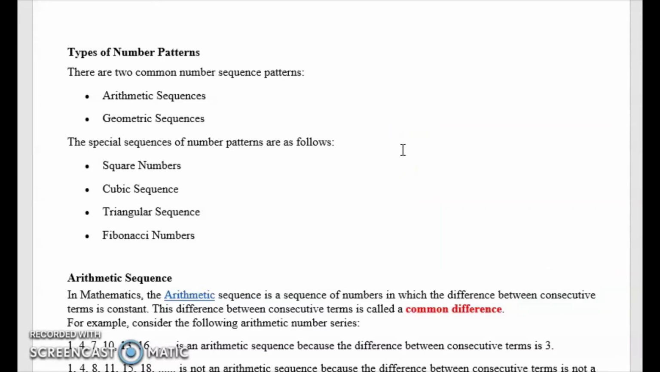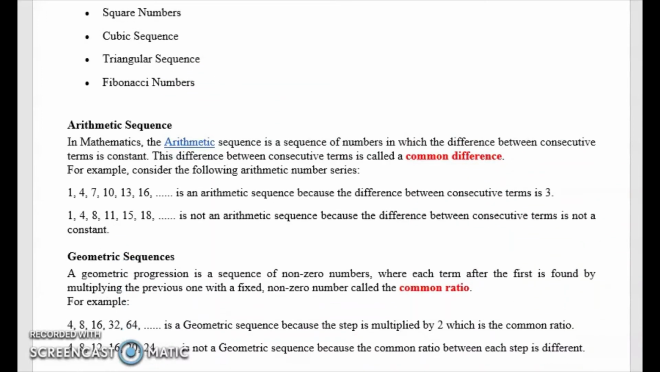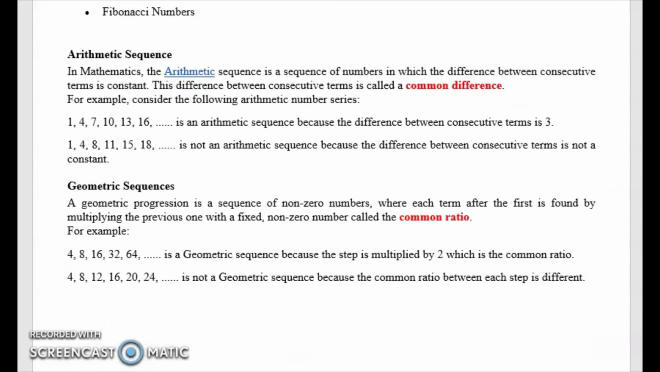Next, these are the types of number patterns. There are two common number sequence patterns: the arithmetic and geometric sequence. We also have special sequences of number patterns: square numbers, cubic sequence, triangular sequence, and Fibonacci numbers, which we discussed already a while ago. First, we will discuss the arithmetic sequence.